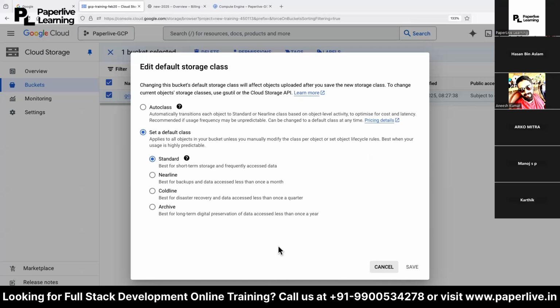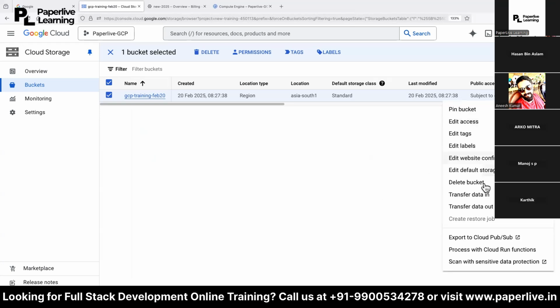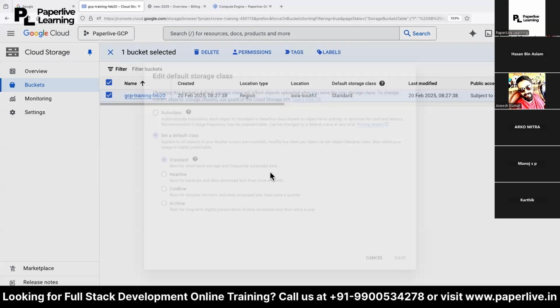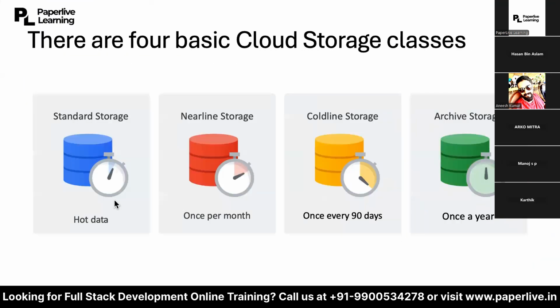Okay, fine. It's definitely an exam question, you will find exam questions based on the storage class. These numbers you need to remember, okay? I don't really ask to memorize the numbers in general, but these numbers you need to remember. So this is frequently accessed, this is once in a month. Nearline, you should definitely remember, once in a month. Coldline, once in a quarter, 90 days. This is 1 year. These numbers you should remember to answer the question. All right.